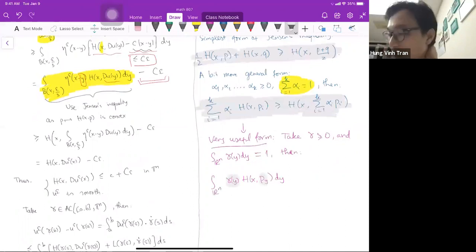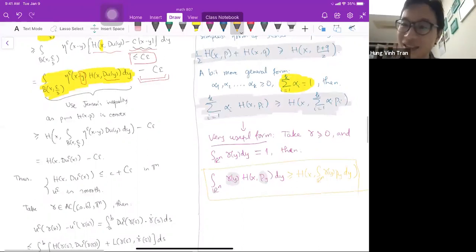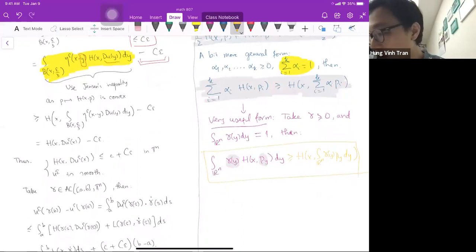Again, recall that gamma(y) and p(y) play the role of alpha_i and p_i above, by approximations and things like that. So you have this is greater than or equal to h(x, integral in R^n gamma(y) p(y) dy). That's that. Actually, I just gave you a proof, because everything here we are dealing with is just a normal Riemann or Lebesgue integral, nothing more than that. It's a very detailed explanation. Do let me know if something is vague or unclear.